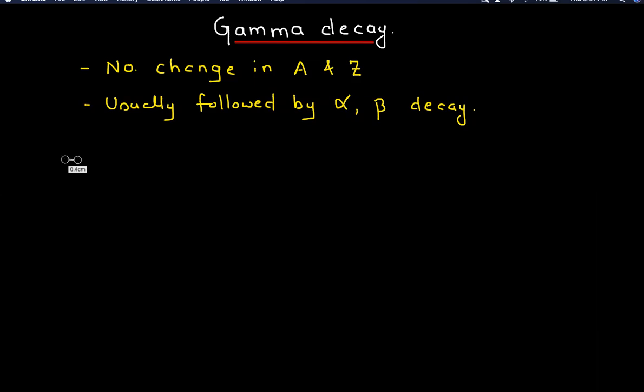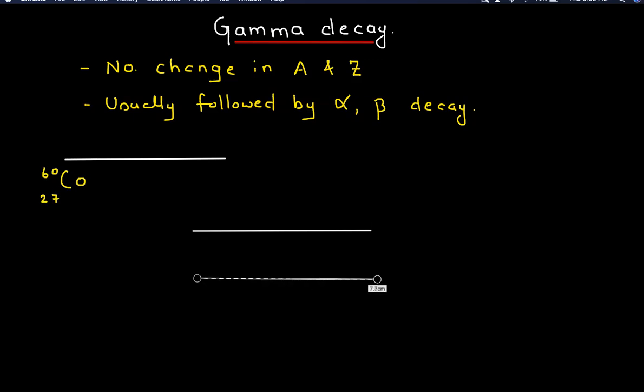So one example is this. Suppose there is a cobalt here. I'm taking the example from your textbook only. I'll first plot these levels. Cobalt undergoes beta minus decay. What will happen to the atomic number? Increases or decreases by 1? Increases, right? Although it is beta minus, it increases, because an electron is emitted. So what will it become? 28, nickel 60.